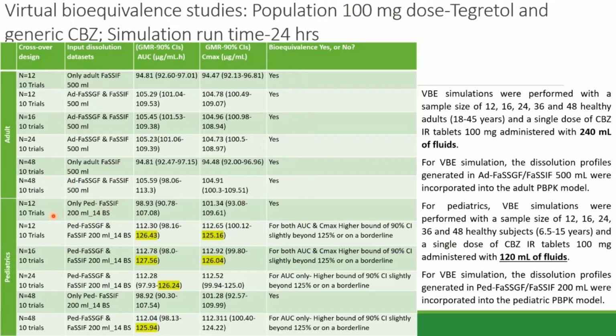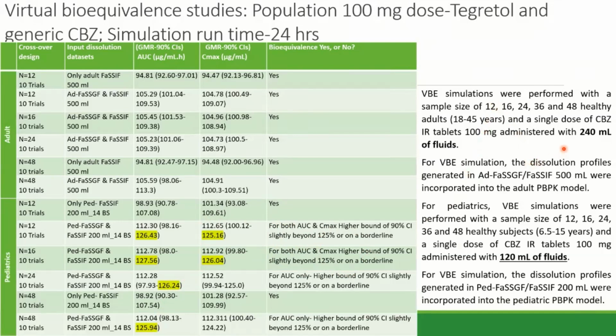For the paediatric subjects here, when we were integrating just our paediatric intestinal fluid, we were getting good data for our bioequivalence. But when we started to also incorporate the simulated gastric fluid, we were just marginally missing some of those bioequivalent targets. So the target is 80 to 125%. So the misses were marginal. We've got to accept that those are misses in the virtual bioequivalence.